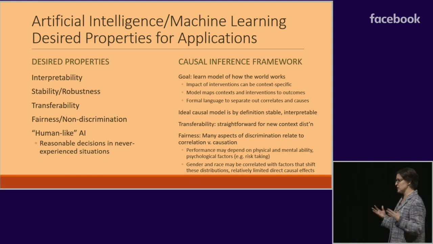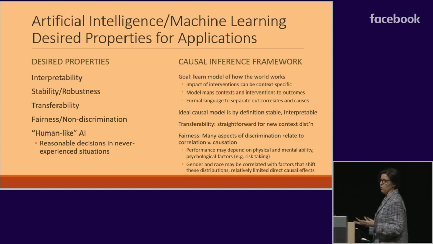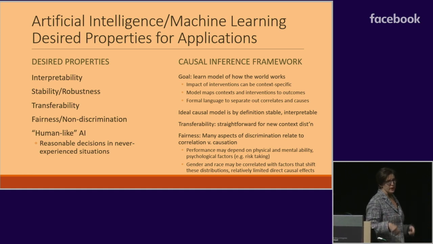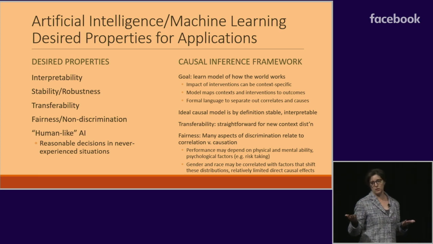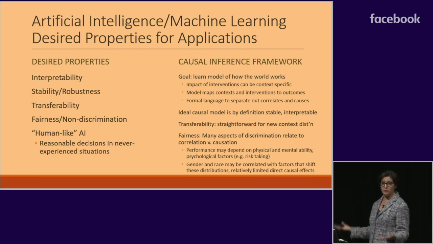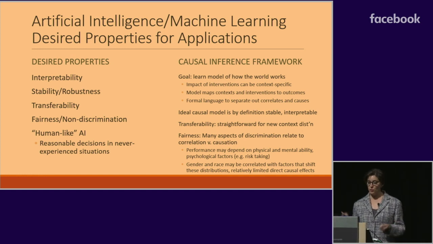So things like stability are also important for applications. And that, again, is related to robustness as well. A similar concept, transfer learning. So we might estimate a model in one setting and want it to apply in another setting.